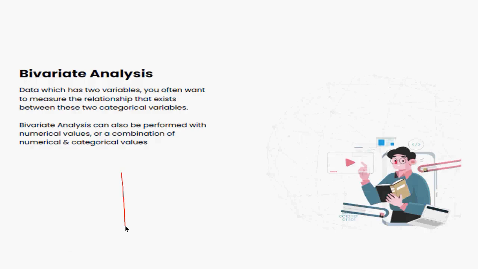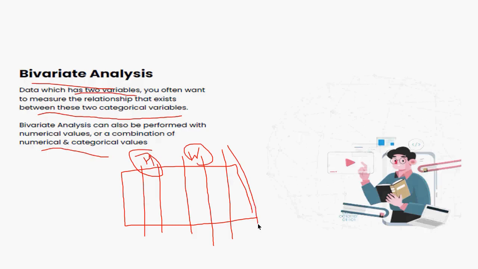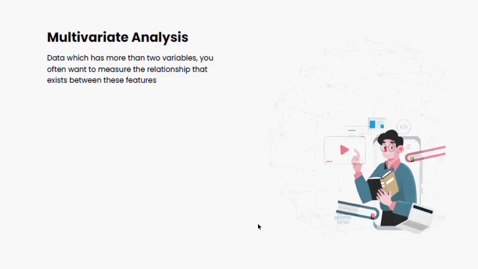Okay, bivariate: you're going to take conclusions using two columns in a data set. When the height is increasing, what happens to the weight? How long he can walk? When the height is increasing, what is the parallel weight? That is what you're going to do. That is bivariate, the data of two variables. You often want to measure the relationship that exists between these two categorical values. Bivariate can also be performed on numerical values or a combination. Using this as well as this, you're going to predict how long he can walk. Okay, this is called bivariate.